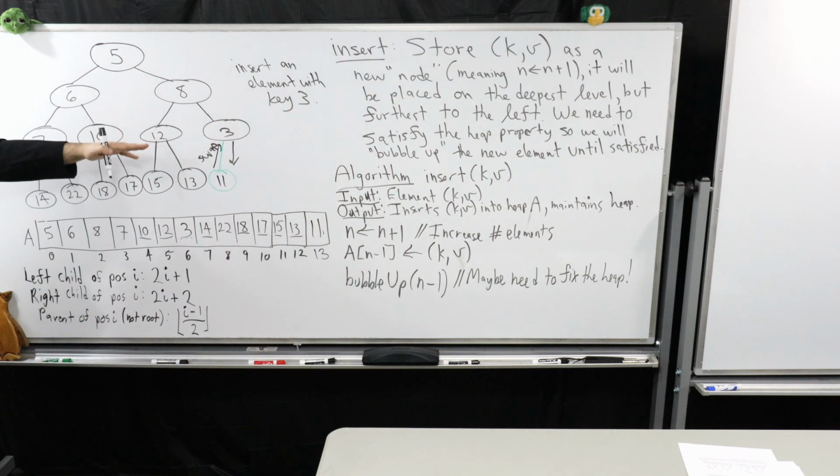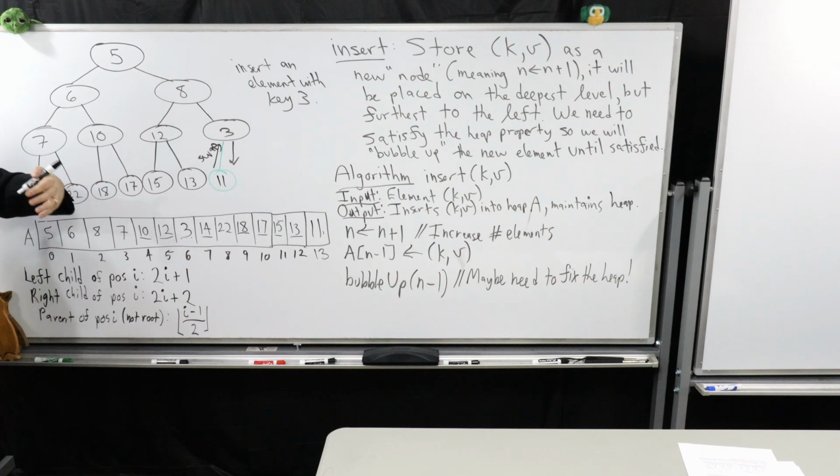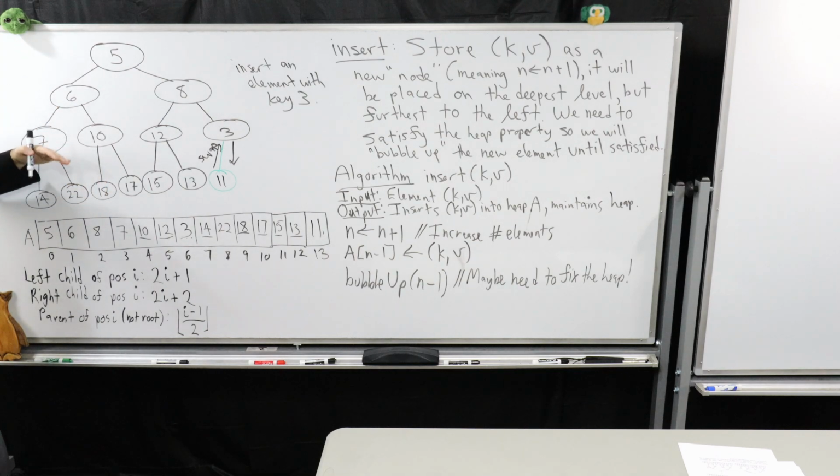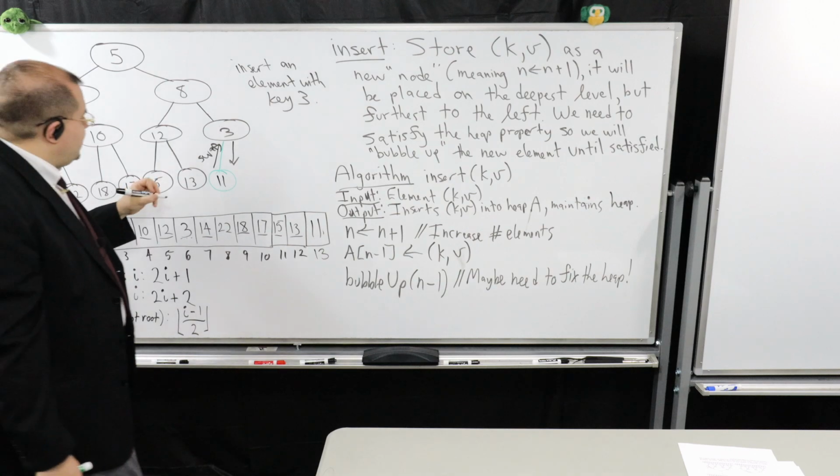Think of it like this: 3 is like a bubble in a bubble bath, and you'll notice that everything around it is still way more dense than it. So it better go somewhere. Is it going to go up? Does it need to go further up? Are we good here? Yes, it's going to go up. So now I'm just going to do the same thing.